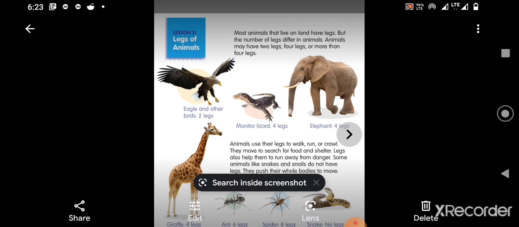Now next you see, children, there is a monitor lizard. This picture we even saw in the video just now. You see that it has front legs, and at the back it also has 2 legs. Yes, 4 legs, and hind legs. Totally they have 4 legs.